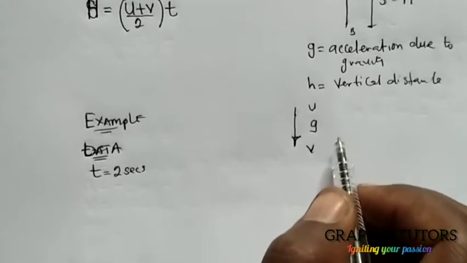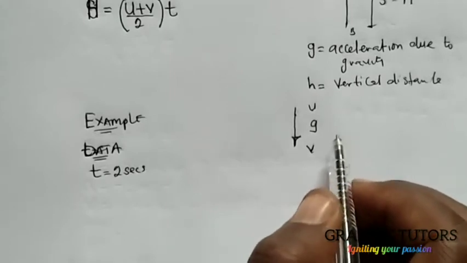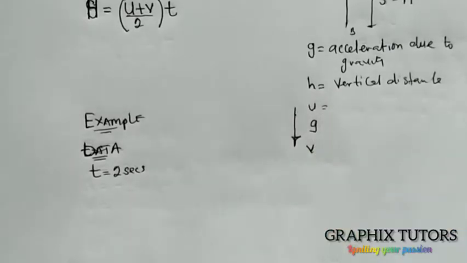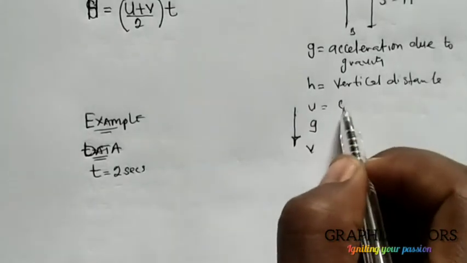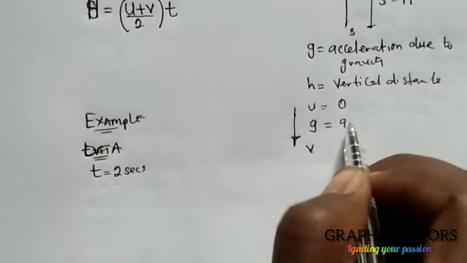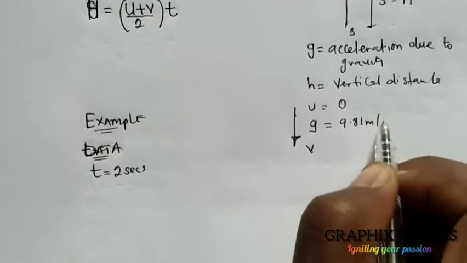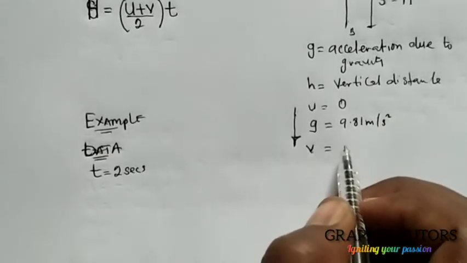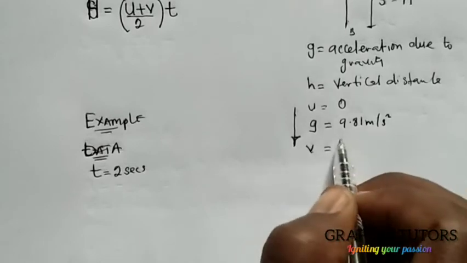Since it is dropping, it's falling. So u is the initial, because for you to drop something, it means you are holding it, and as you are holding it, it is at rest. So the u is 0. The g we know is favoring gravity, giving us 9.81 meter per second square. Then the v, we don't know how the impact will be. That's why we're calculating it. So the v is what we're calculating.